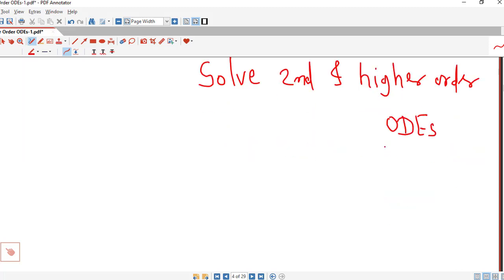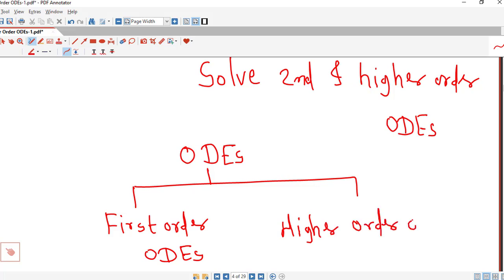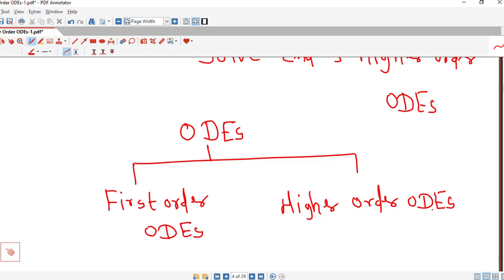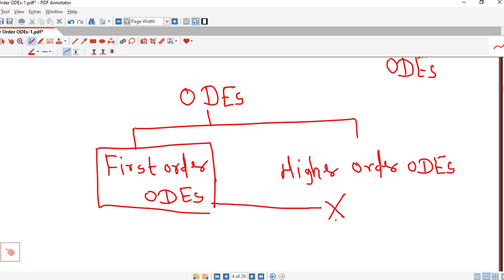Again I repeat, we have divided ordinary differential equations into two types: first order ordinary differential equations and higher order ordinary differential equations. So why have we divided them into two different types? Because the methods of solving first order ordinary differential equations are not applicable for second and higher order ordinary differential equations. So that is the reason why we have discussed this part separately.